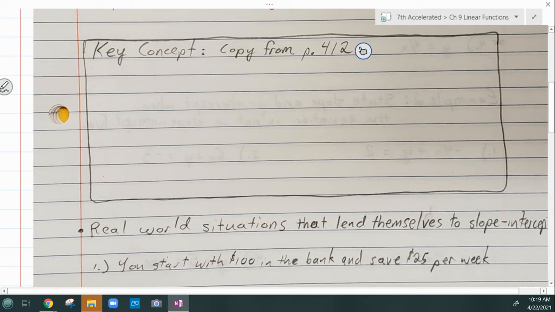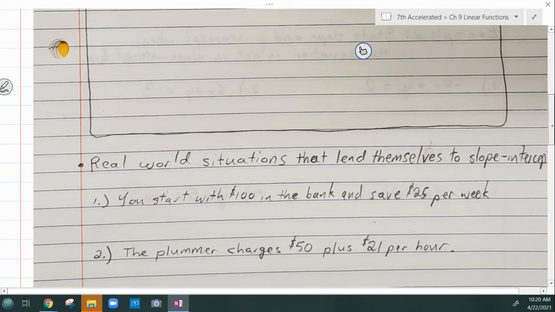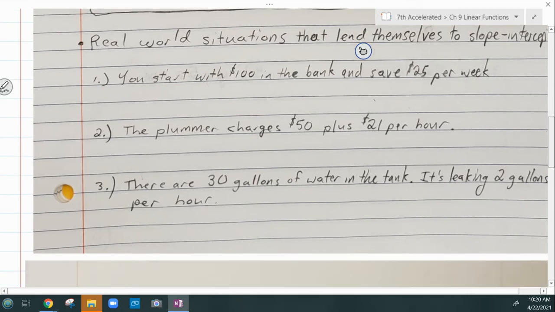Go ahead and pause and copy down the key concept from page 412 in your textbook. You'll see what we're getting at here. Go check that out. Copy down the key concept, and then let's get ready to go. All right, copy these down.